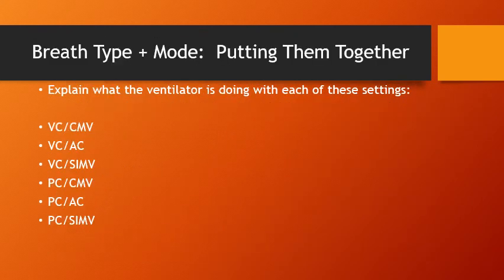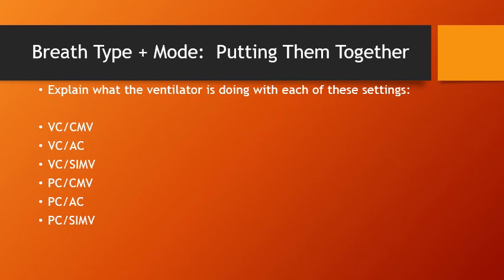Now we're going to put together the breath type and the mode, and learn the lingo of ventilator settings here. So when you hear somebody talk about the overall settings that the ventilator is in at any given time, usually they combine the breath type and the mode. So they'll say the patient's in VCAC, meaning the breath type is volume control, the mode is assist control. Or they're in PCSIMV, so the breath type is pressure control, the mode is synchronized intermittent mandatory ventilation.